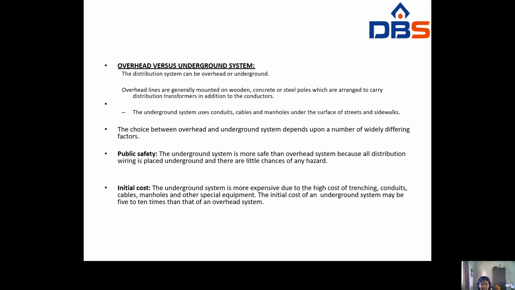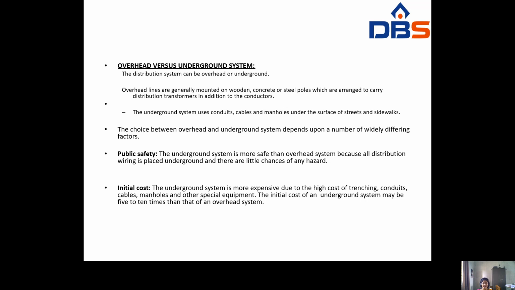First one, public safety. Here, the underground system is safer than the overhead system. Whenever you have to compare, you have to take public safety as a factor. At that time, the underground system is safer compared to the overhead system, because all distribution wiring is placed underground and there are little chances of any hazard. All the wires will be placed underground, so there will be little chance of any hazard.